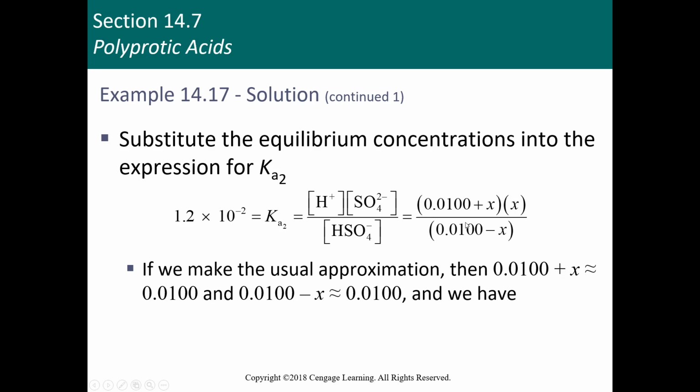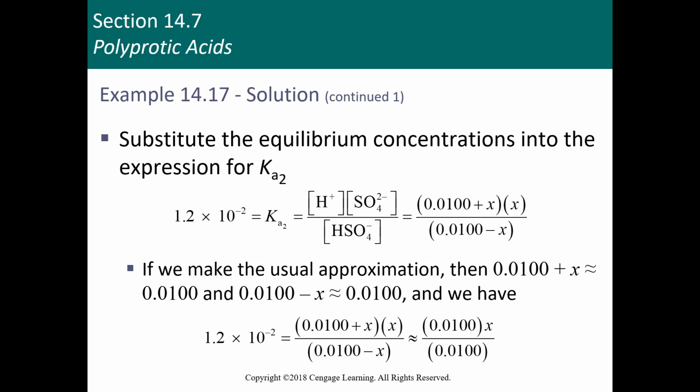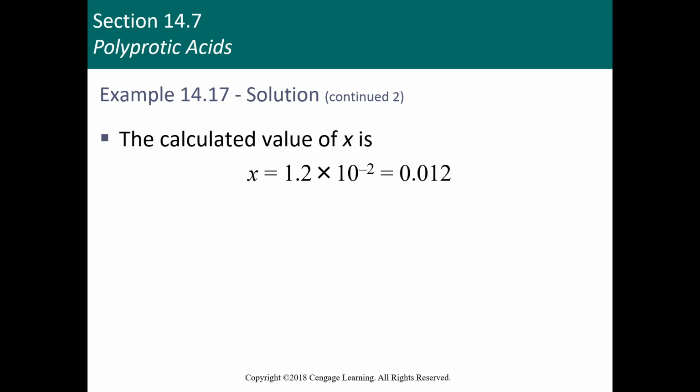So what happens if we go ahead and make that approximation we've done before? If we make that approximation, we would go ahead and get rid of the plus x and the minus x, because the addition-subtraction part won't matter. And so we would get an approximate value of this, which is 0.01 over 0.01 times x, which means the Ka would equal the x. Okay, so would that work though? That would give us an x value of 0.012.